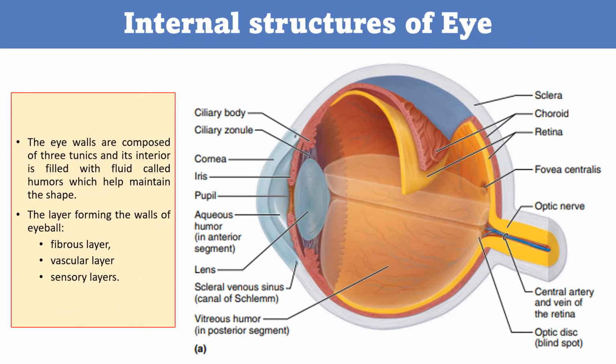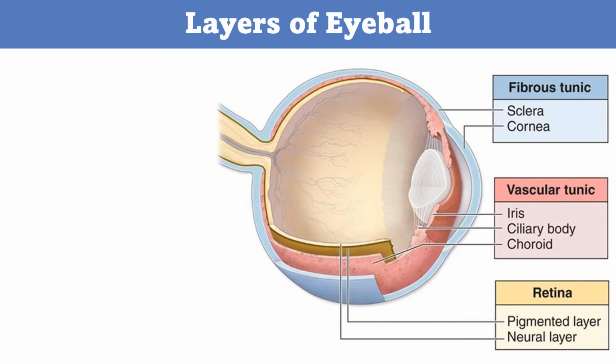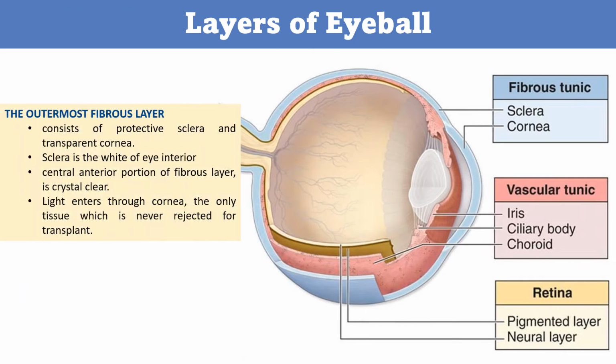The eyeballs are composed of three tunics, and the interior is filled with fluid called humors, which help maintain the shape. The layers forming the wall of the eyeball include the fibrous layer, vascular layer, and sensory layer. Let's look at each of the layers in detail. Starting with the outermost fibrous layer, it consists of the protective sclera and transparent cornea. The sclera is the white of the eye.